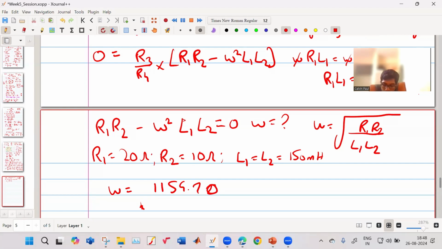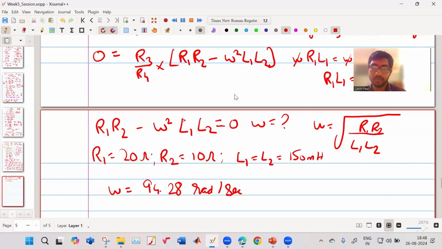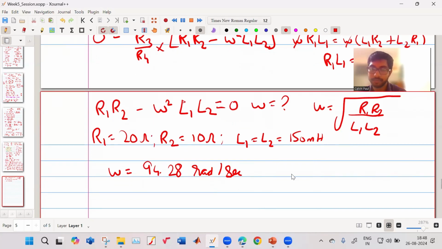It is 94.28, radians per second. Okay, 94.28 radians per second. So now we found omega.